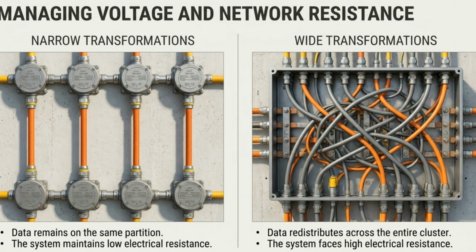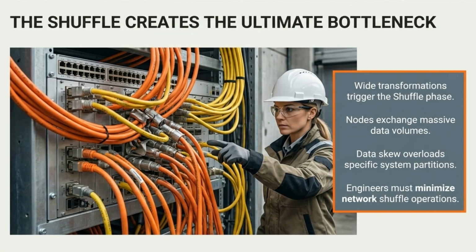Managing resistance is key. Narrow transformations keep data on the same partition, maintaining low resistance. Wide transformations, however, redistribute data across the cluster, which increases network electrical resistance. Wide transformations create the shuffle, our ultimate bottleneck.